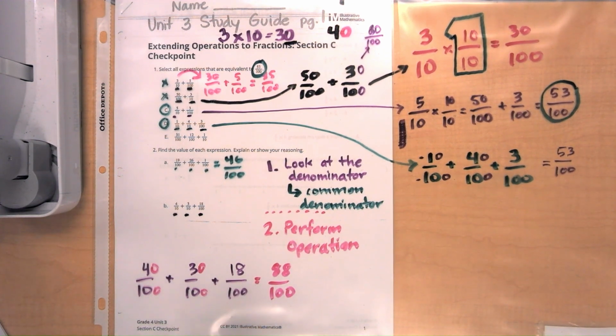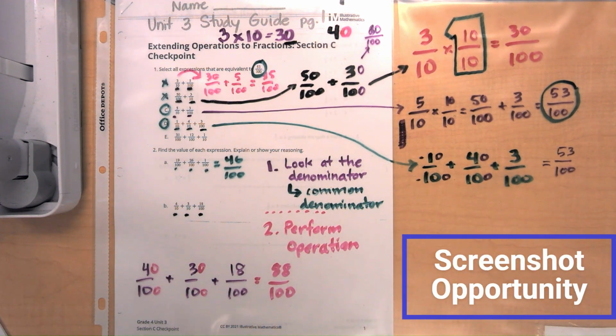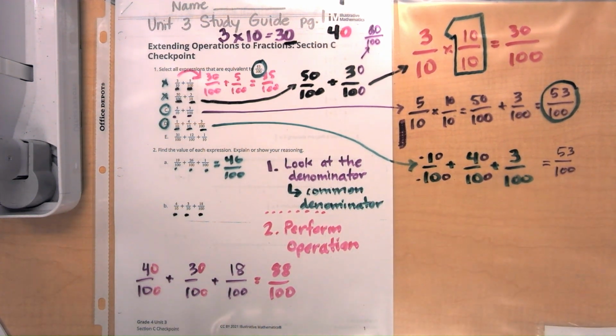That is how we use common denominators to add tenths and hundredths together, making sure we have that common denominator and only changing our numerator, not our denominator, to collect these proper, correct answers.